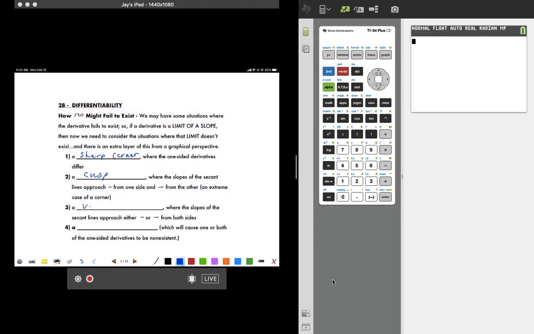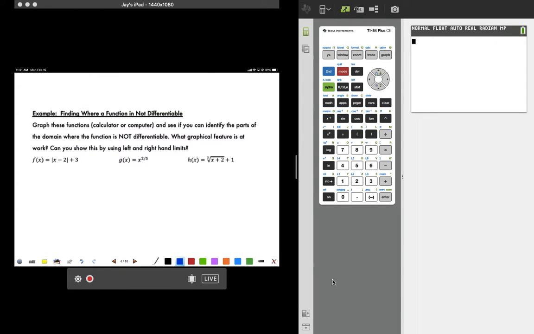We might have a vertical tangent. A vertical tangent exists when we are dealing with the slopes of a secant line or a tangent line approaching positive or negative infinity from both sides. And you'll see what that looks like in just a moment. And then there is also just a discontinuity. If there was just your garden variety discontinuity, removable or non-removable, that's going to stop a function from being differentiable for sure.